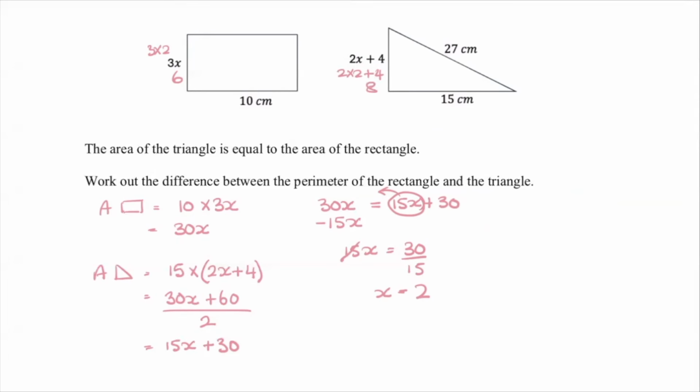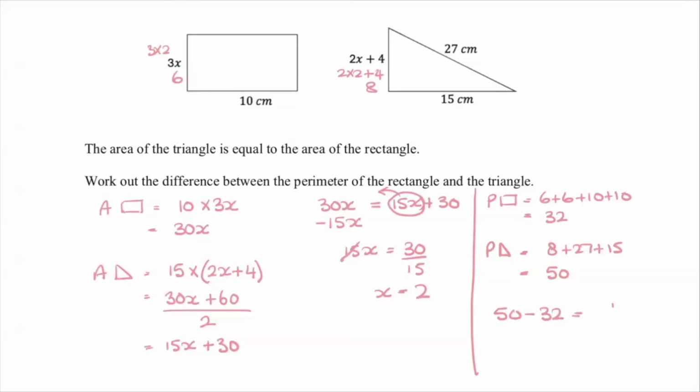I can now work out the perimeters of these shapes. So the perimeter of the rectangle is 6 plus the other 6 plus the 2 10s, which is giving me a total of 32. And the perimeter of the triangle is your 8 plus the 27 plus the 15. You may need to put these in columns, or you may be just fine. That equals 50. The difference between those two is 18 centimeters.